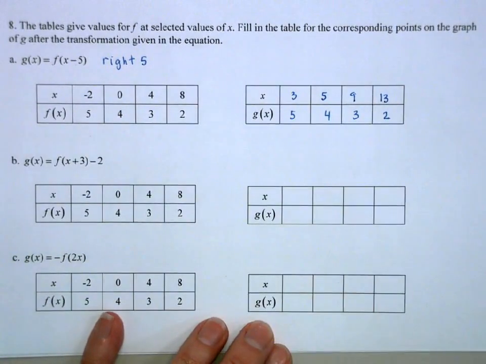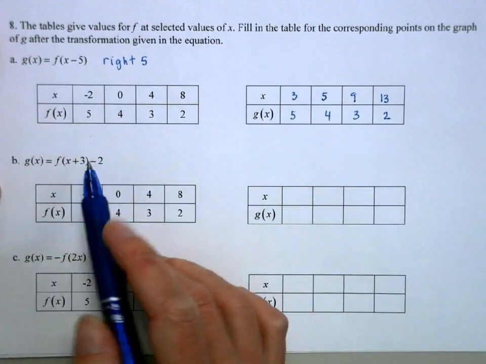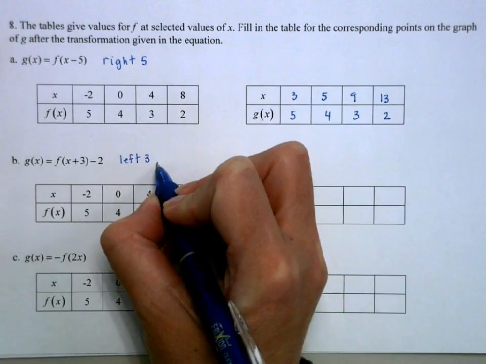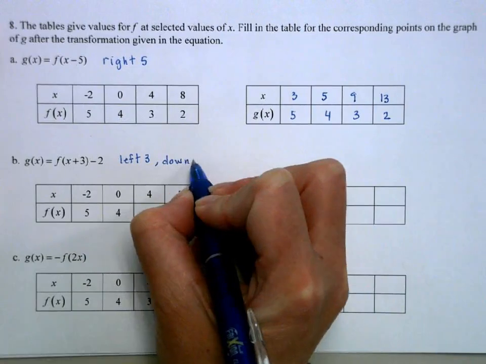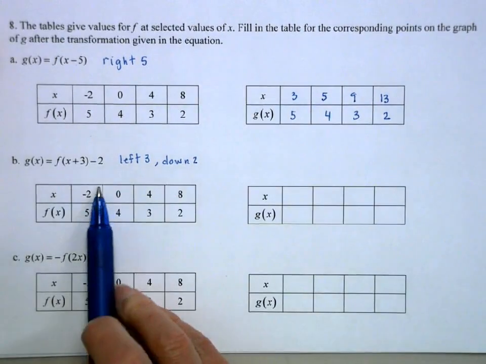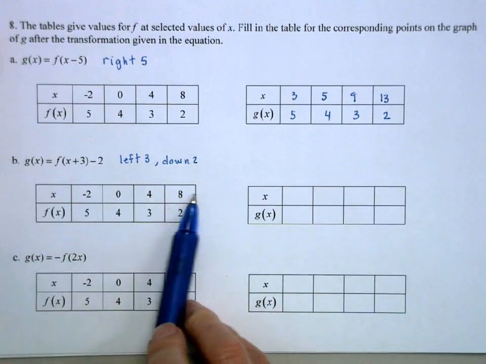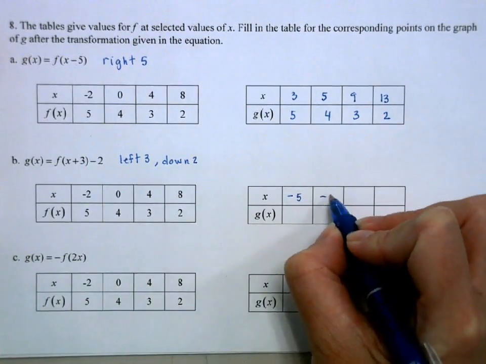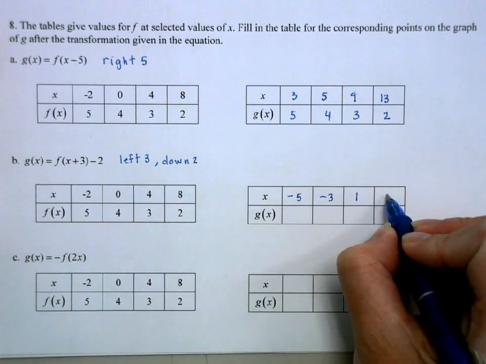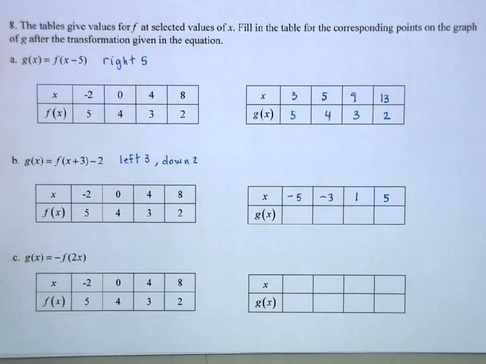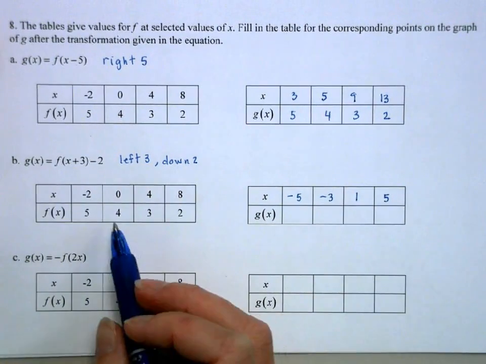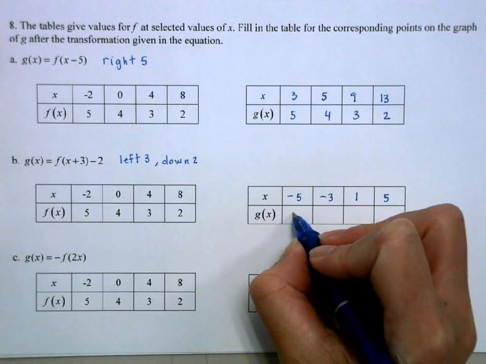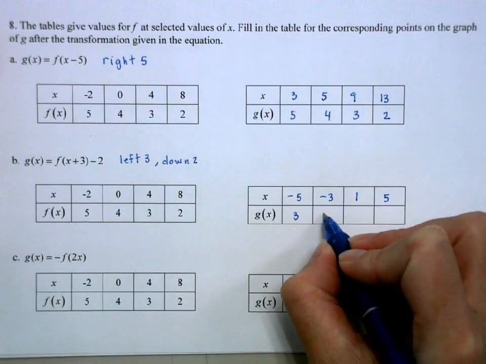Here, I'm going to the left 3 and down 2. So if I'm going left 3, I'm going to subtract 3 from all of my x's. -5, -3, 1, and 5. Down 2, we're going to subtract 2 from all my y values. So this will be 3, 2, 1, and 0.